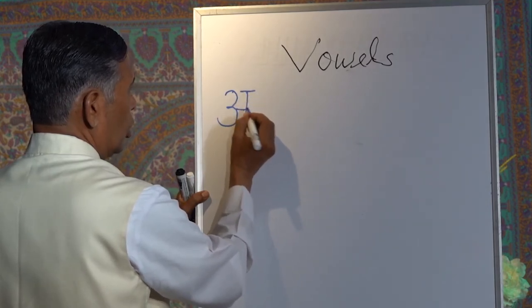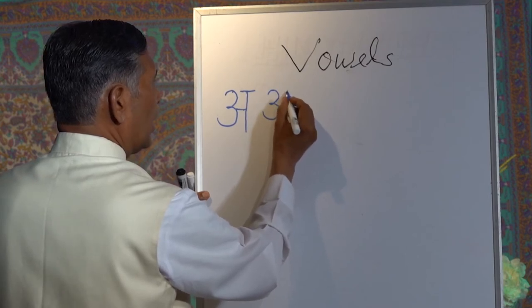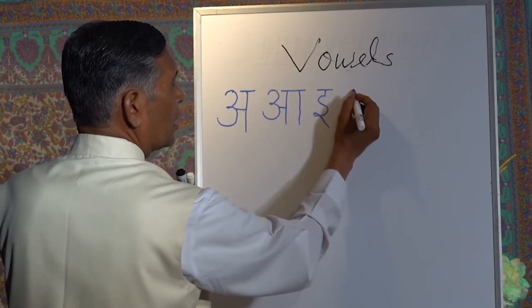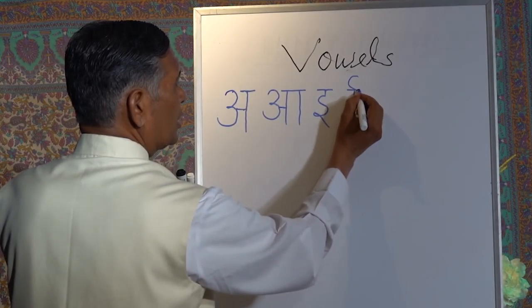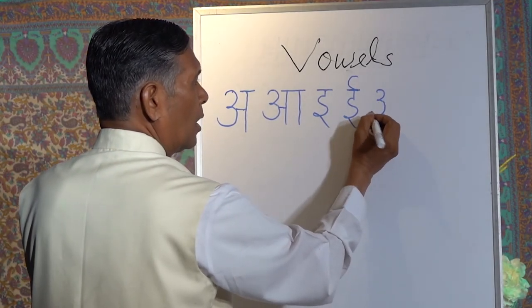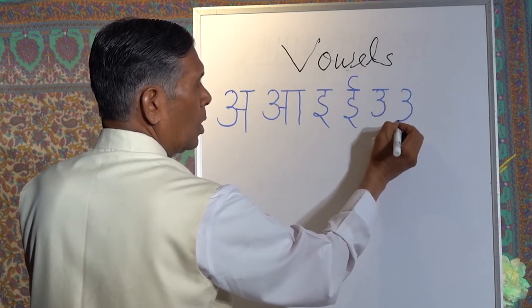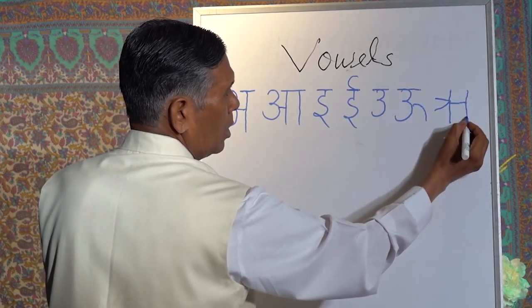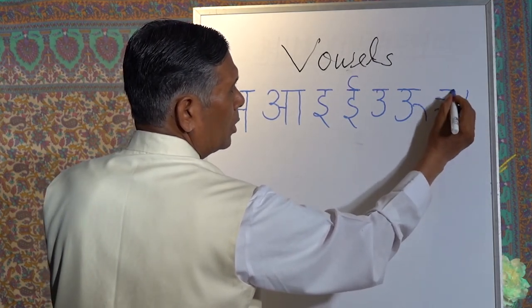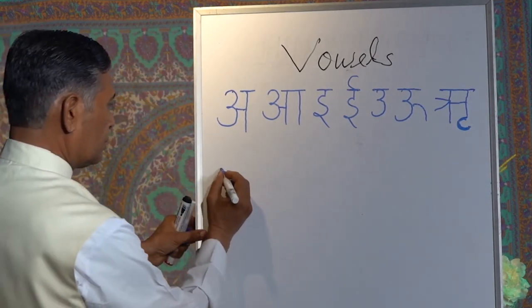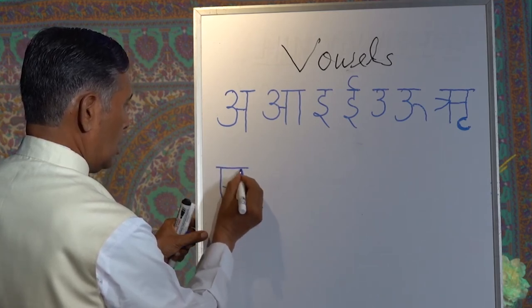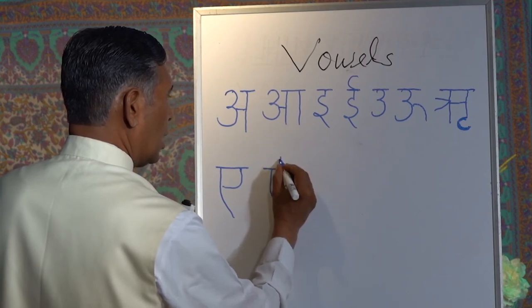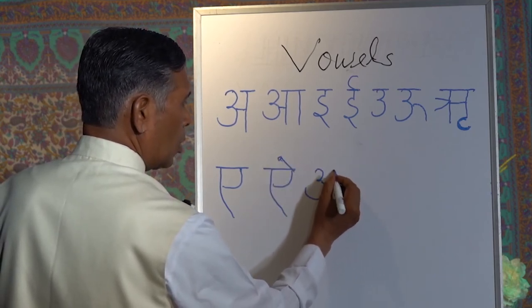Yeah, this is the short A. It is the longer A, this is the E, this is the short E, this is the U, this is the re. Like that. A. A. I. Now.